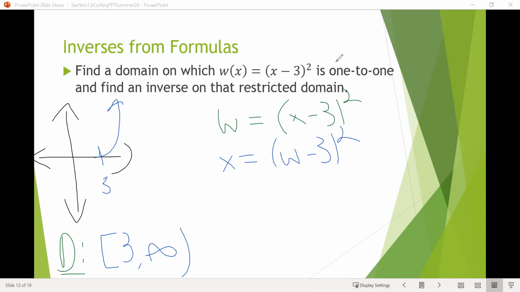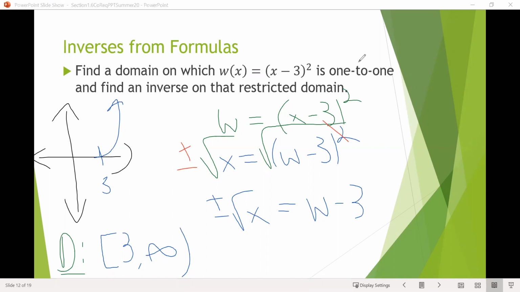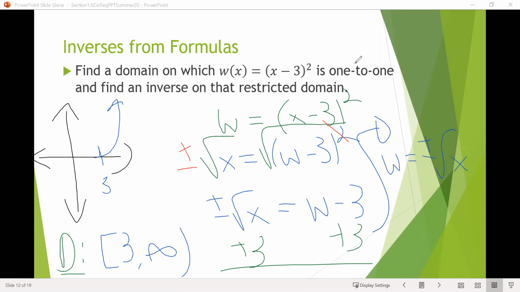And notice this is also very similar to one that we did in our prereq practice. So we need to undo the squared here first because it's on the outside there. Take the square root on both sides. And then remember, when we take a square root, we do a plus or minus. So the squared and the square root cancel on the right-hand side. So now we have plus or minus square root of x equals w minus 3. And then we finish by adding 3 to both sides. So we get w equals plus or minus square root of x, plus 3.